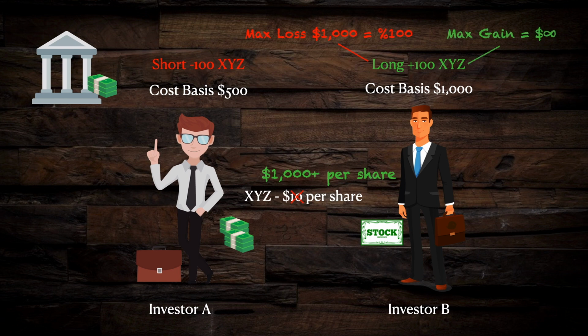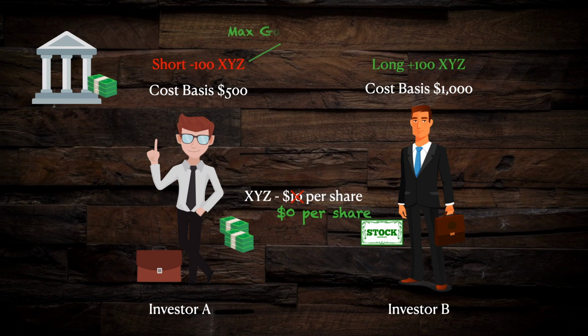On the short side of this trade, the risk-reward ratio is flipped. Investor A's max gain is $1,000 if the stock goes all the way to zero, but his max loss is technically infinite. This unbalanced risk-reward ratio should already give you an idea of how risky short selling can be, so one should always use extreme caution when considering a short position.